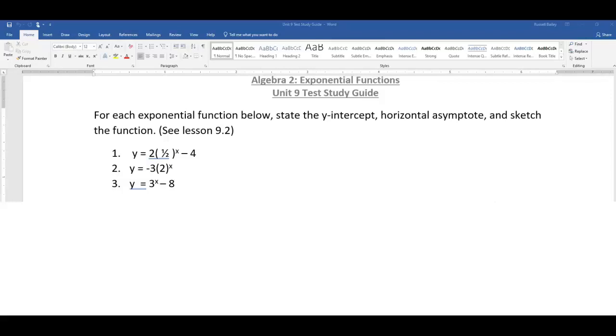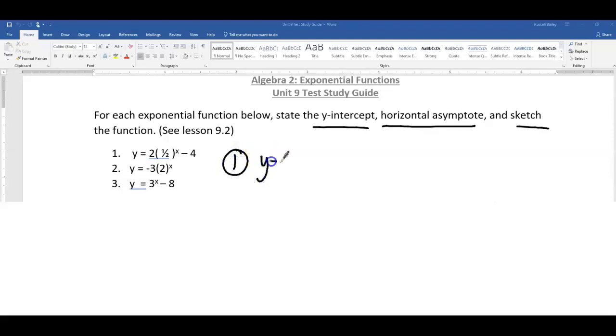I'm going to go ahead and go through all the problems this time. So let's begin with question 1. We're being asked to do a couple of things for these. We're going to find the y-intercept, the horizontal asymptote, and then we also want to sketch the graph. So let's start here with number 1.